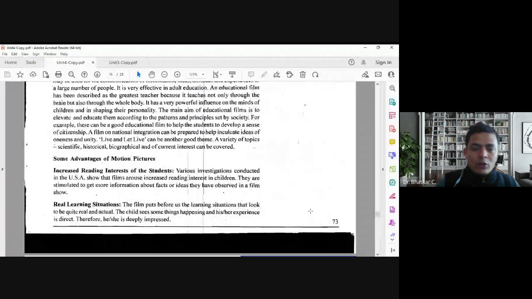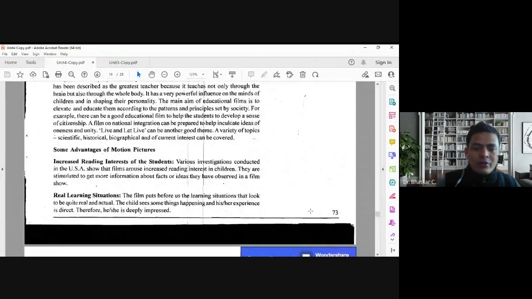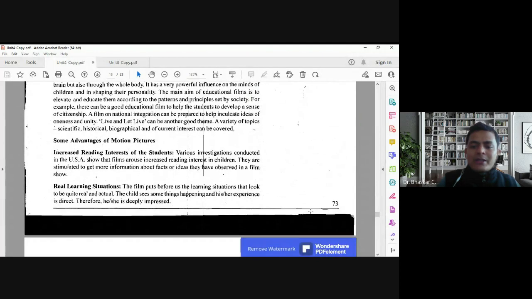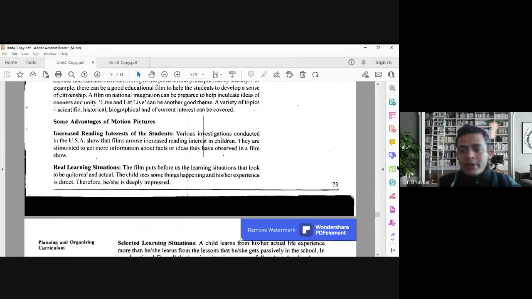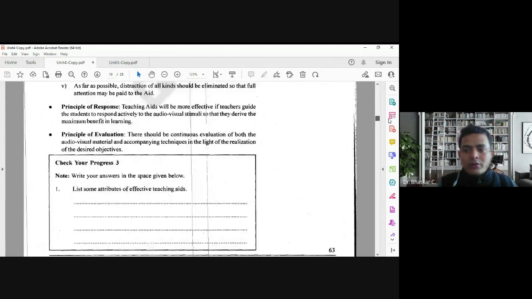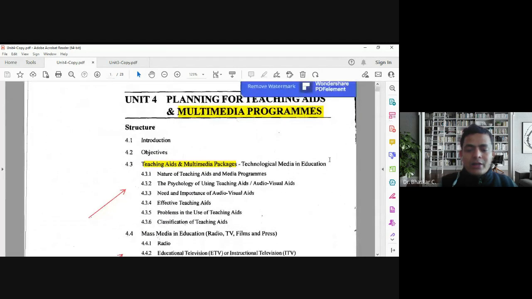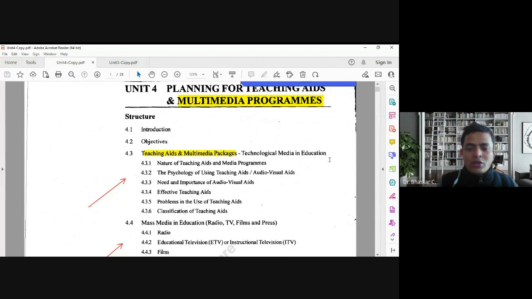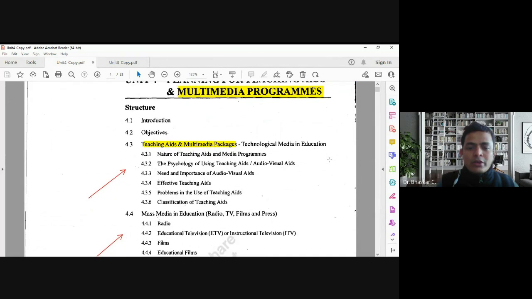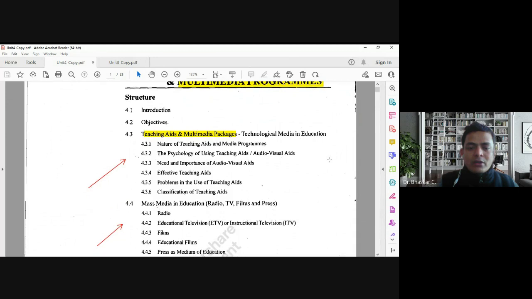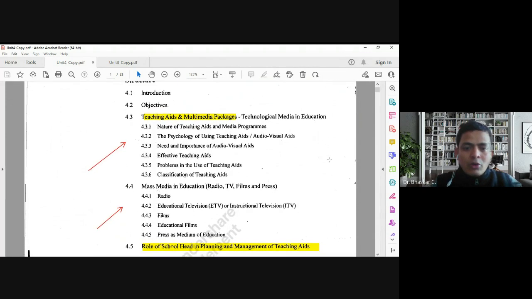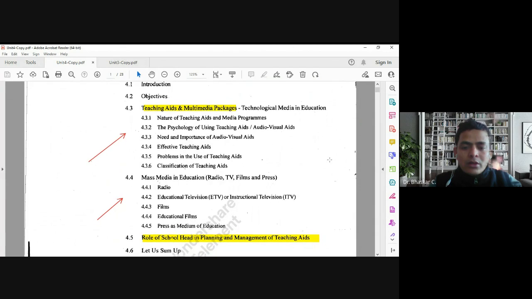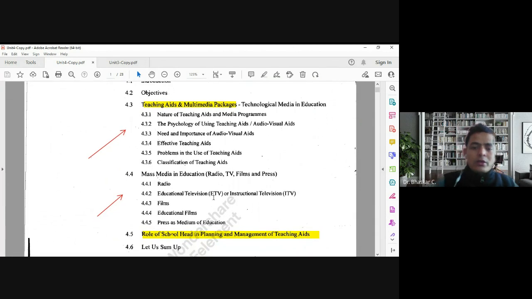Then we have the films also. As I told you, the films. Why are films required? Because films are basically motion pictures. And when we talk about films, as I showed you previously, let me take you back to the first part of this session where I discussed what we will cover. So this was the structure. When we talk about radio, educational television, educational films or press, how does it play an important role? This we need to understand. We are talking about this section, which I have highlighted here, right?